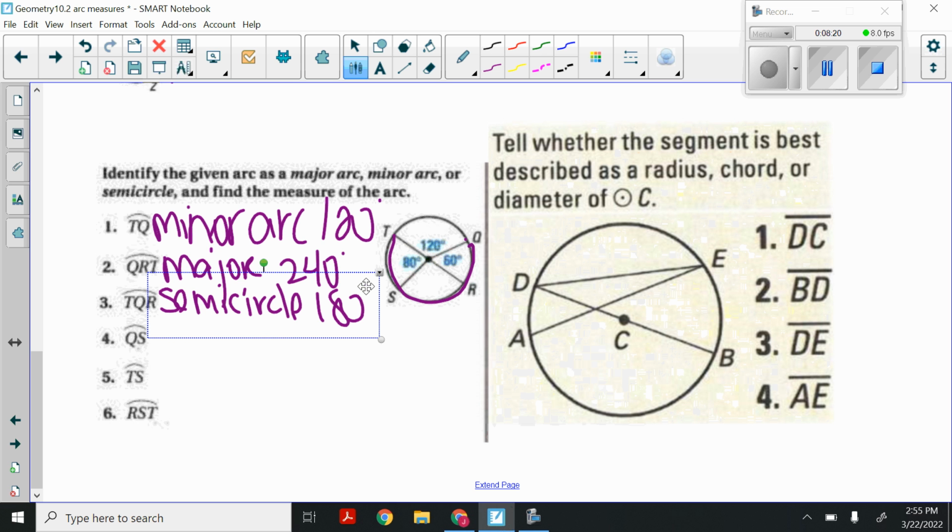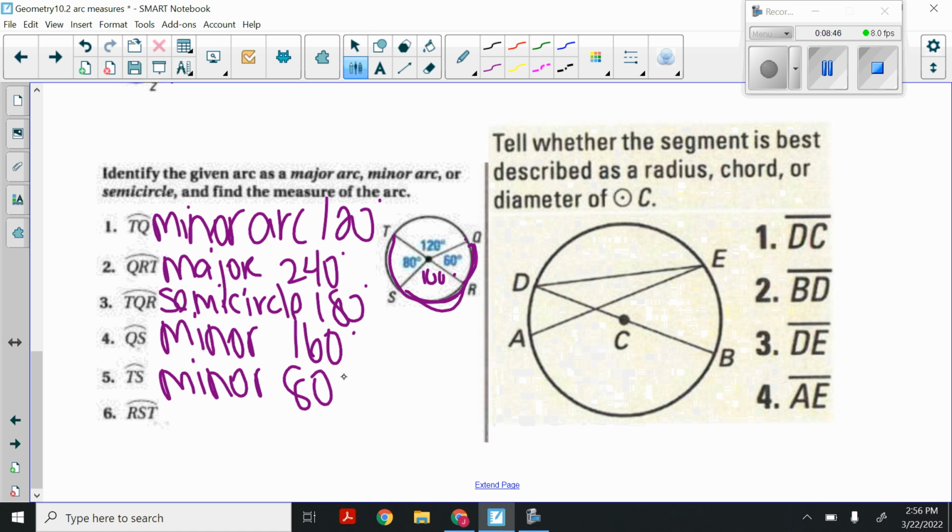Arc QS, so it's arc QR plus RS. So I need to find RS. I know all together has to be 360. So 360 minus 60 minus 120 minus 80 leaves me with 100. So arc QS is going to be 100 plus 60. So that's a minor arc, 160 degrees. Arc TS, again, it's minor, 80 degrees. Arc RST, another semicircle, 180 degrees.